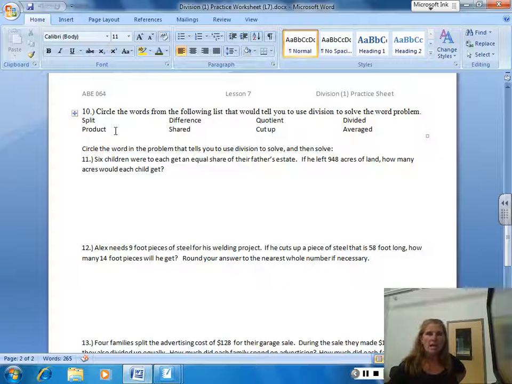And the word product suggests multiplication, so that's not one. But if you're splitting things up, you're dividing it up. If you're finding the quotient, that's division. If things are divided, that's division. The averaged, you divide to do the average. You have to add too, but you're also finding just division is an averaged thing. If something is cut up, that's being divided. Or if something's being shared, you're dividing it. So all those words are division words except for difference and product.